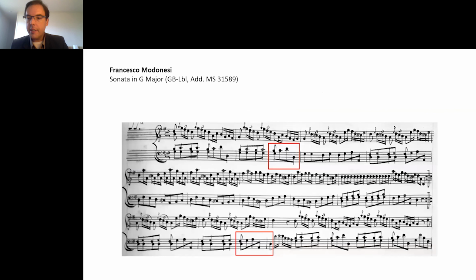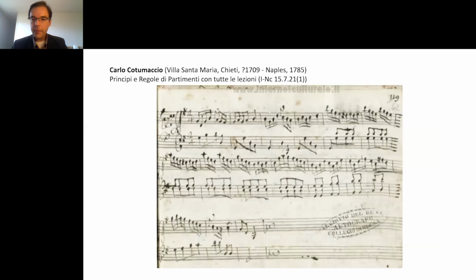Another piece by Modonesi gives us a hint on how to deal with leaps. Here the repeated notes are harmonized, but not with the full harmony, and the leaps not. Durante writes in a similar way in his Quattro Stagioni. This is an important characteristic of the later style of Durante and Modonesi. The chords don't need to be complete. 2 notes complementing the one in the right hand, or even an octave, are often enough. We can also see this in Cotumacci's Principi.